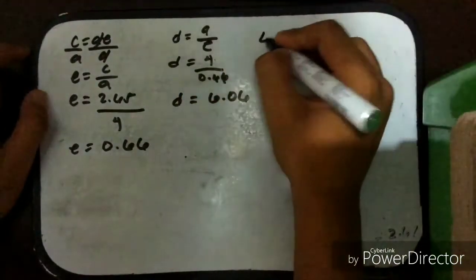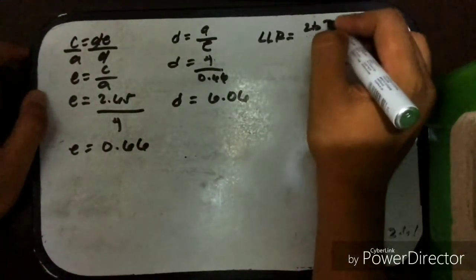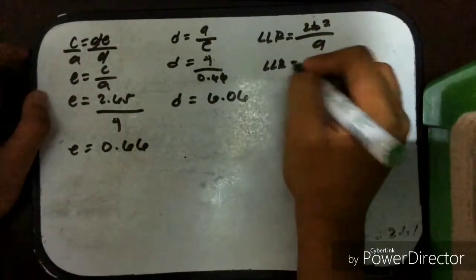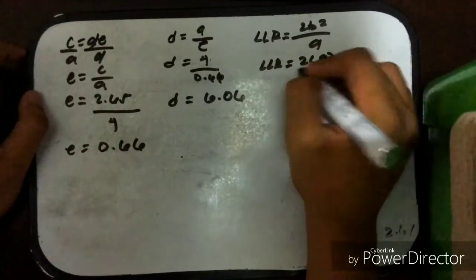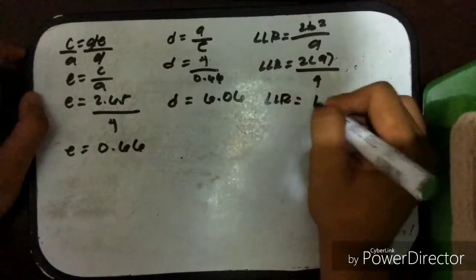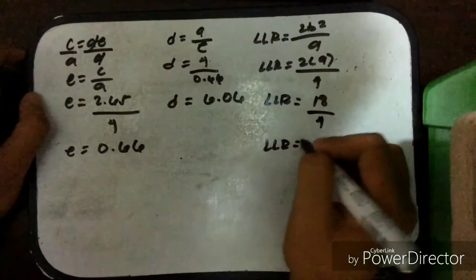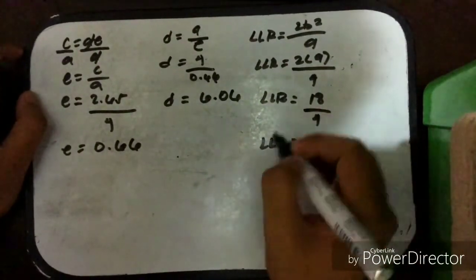So now we will move on to determine the length of the latus rectum. R is equal to 2b squared over a. So 2 times 9 over 4, 18 divided by 4. So R is equal to 18 divided by 4, which is 4.5.